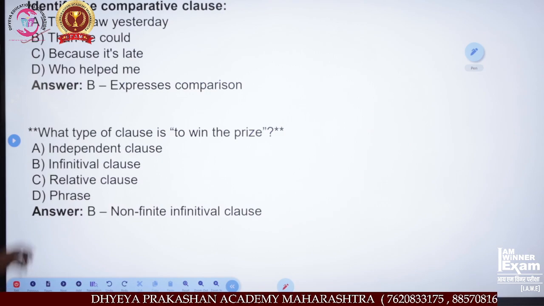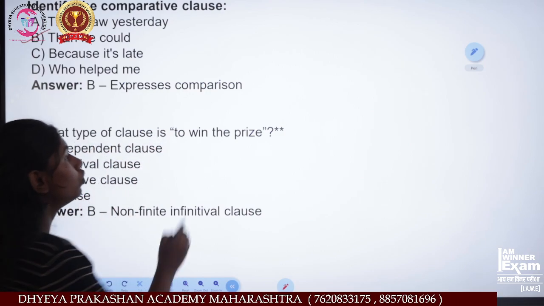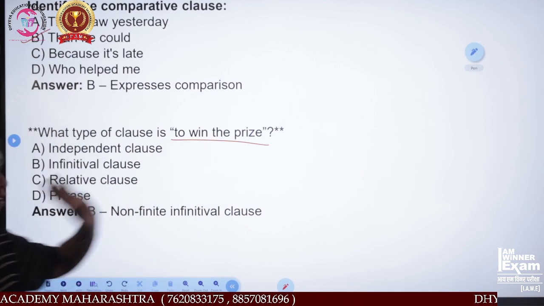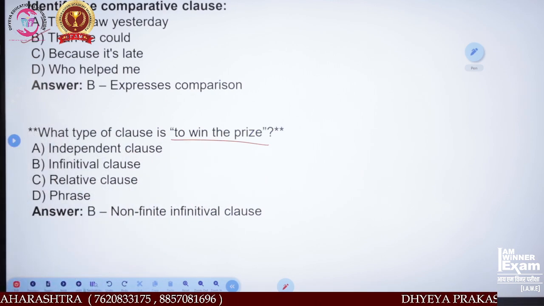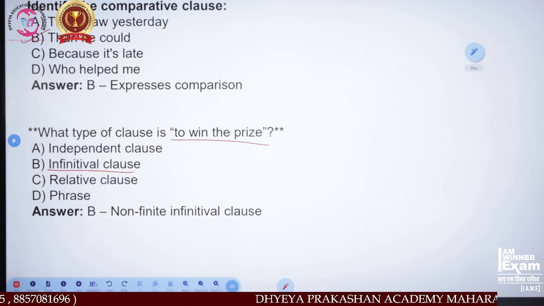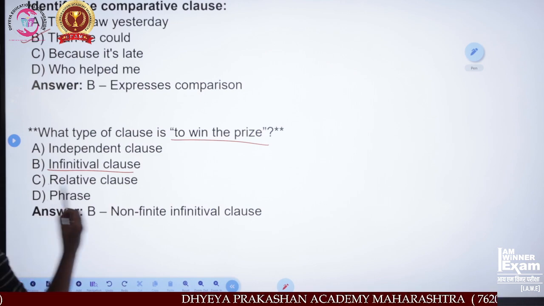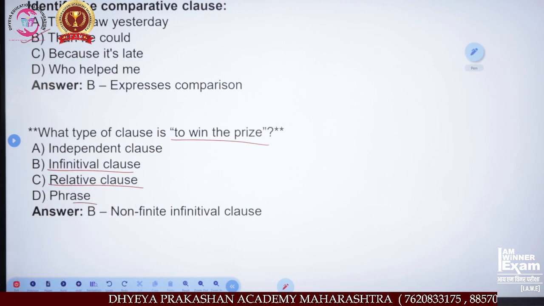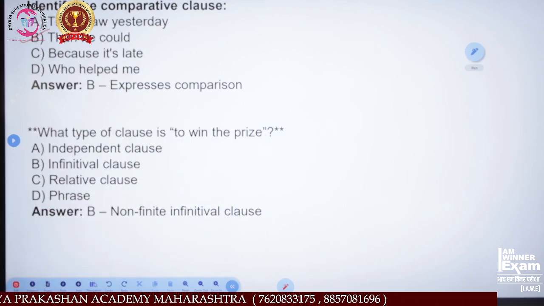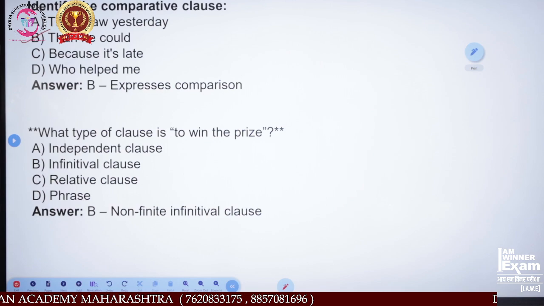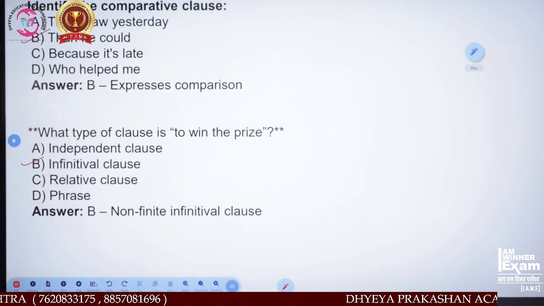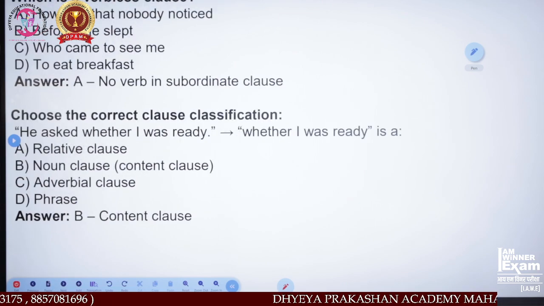Okay. Then next, what type of clause is "to win the prize"? Now the options are independent clause, infinitival clause, relative clause and phrase. So, which clause is this? It is a non-finite infinitival clause. Non-finite infinitival clause. Okay. Then next.